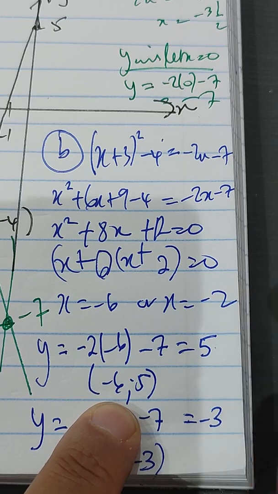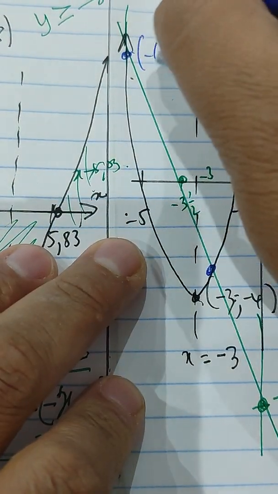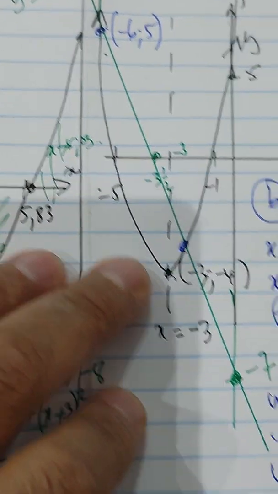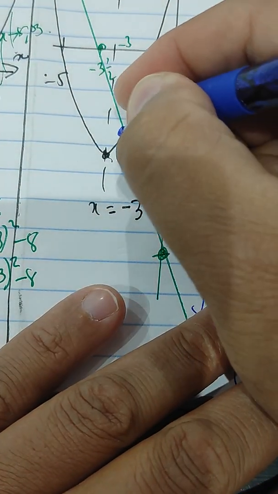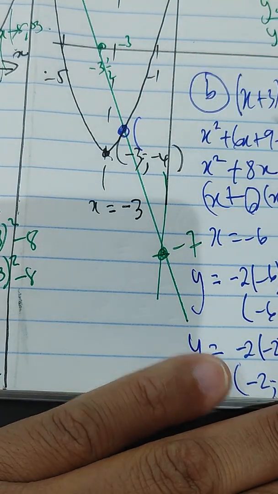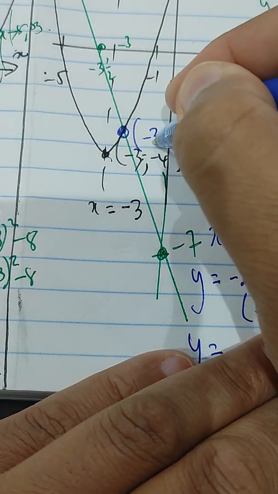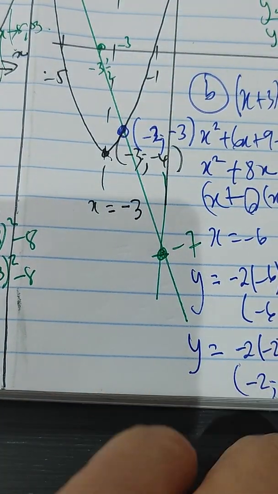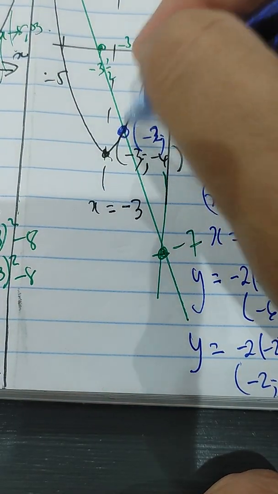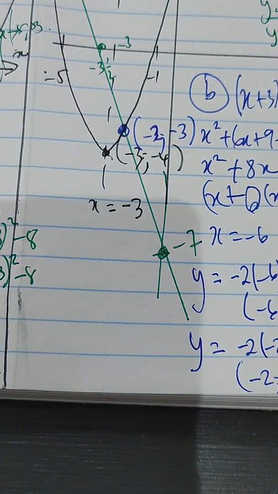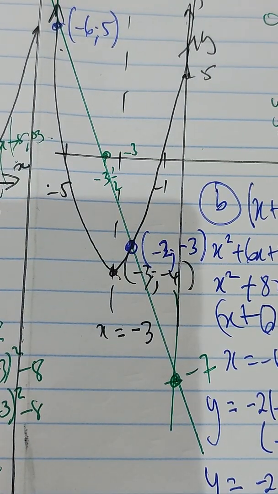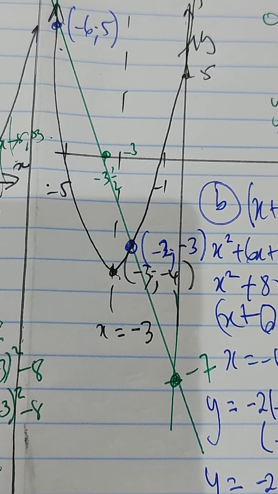So the point negative 6 and 5 lies there, whilst this point here is going to be negative 2 and negative 3. So these are the points of intersection.